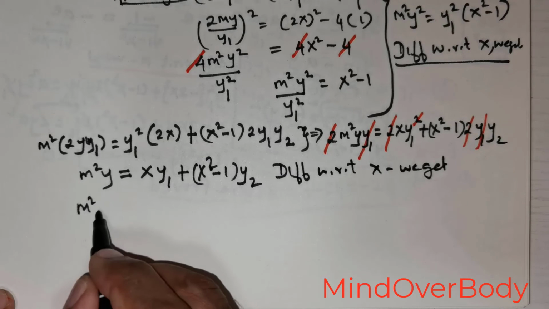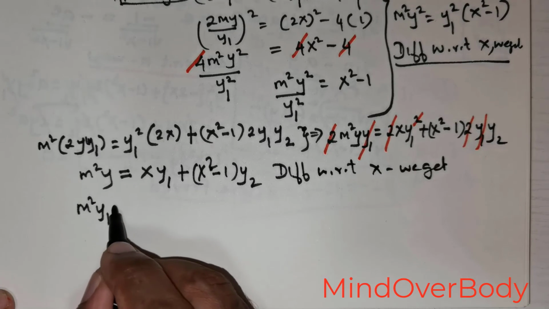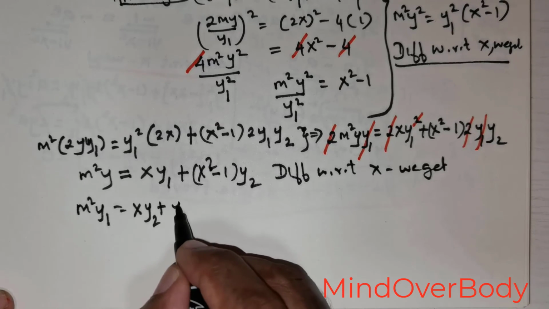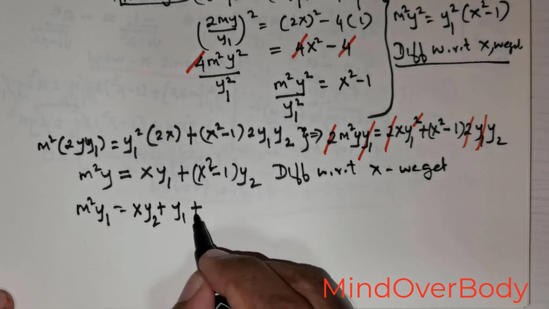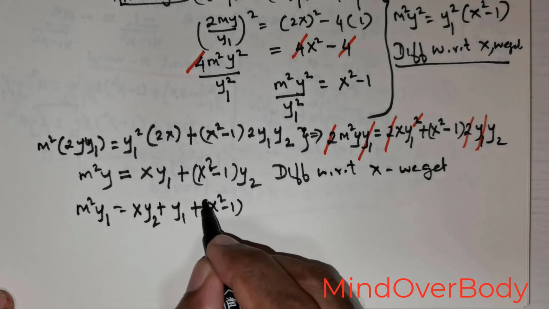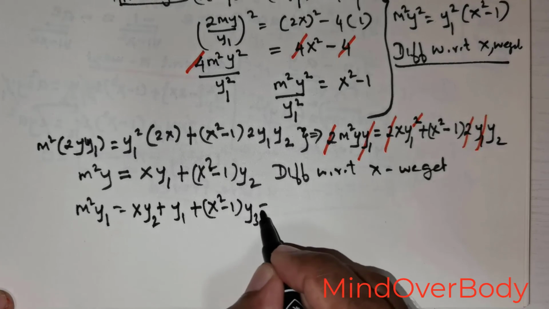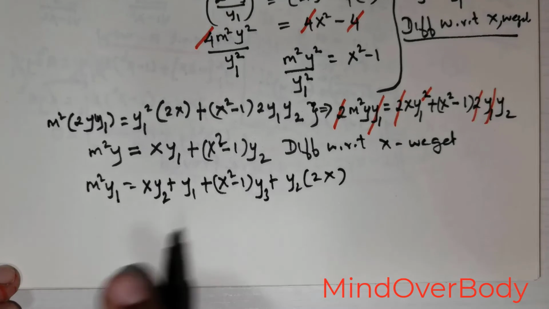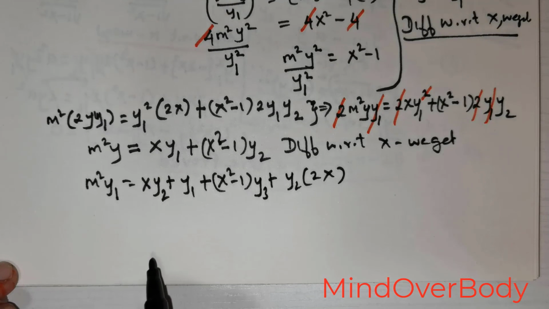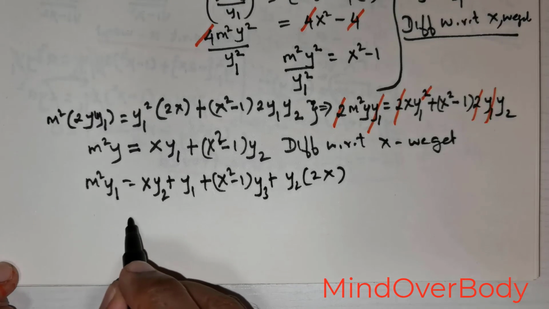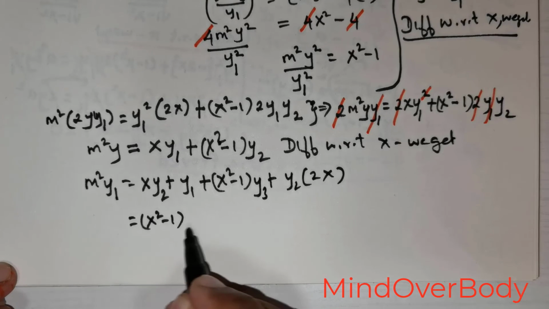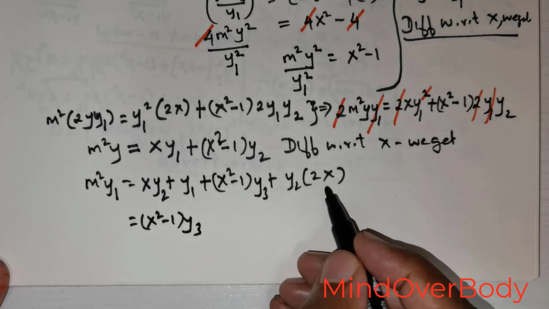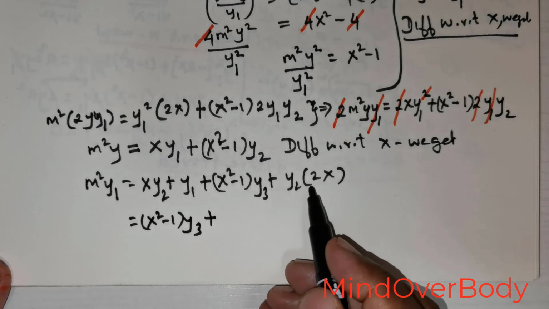This is m squared times the differential of y, which is y1, is equal to, UV formula, x times the differential of y1 which is y2, plus y1 times the differential of x which is 1, positive, UV formula, x squared negative 1 times the differentiation of y2 which is going to be y3, positive y2 times the differentiation of x squared which is going to be 2 times x. So I need to rewrite this. I'm going to rewrite this starting with this term. So x squared negative 1 times y3, that's fine. And then I have a 2 times x y2. Let me just place that 2 times x y2.